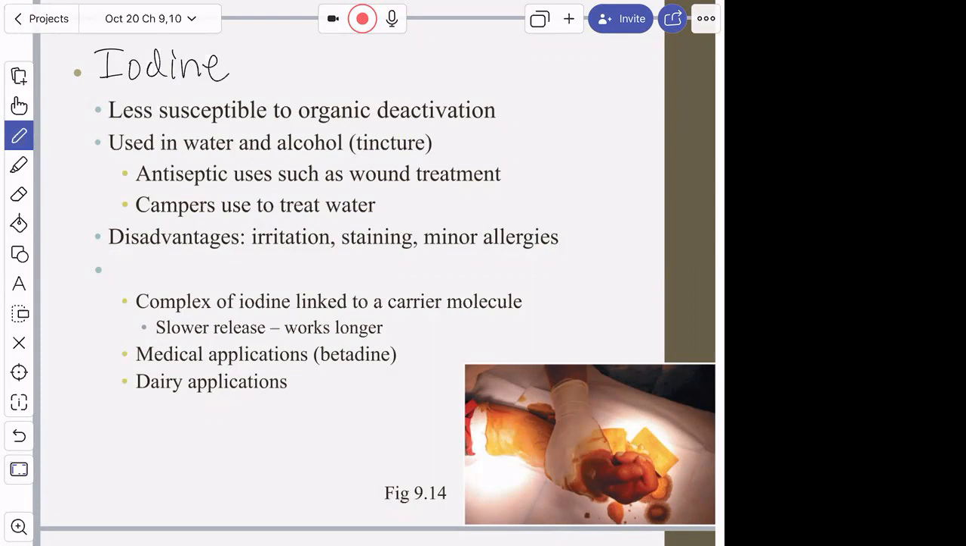We use it in several different ways. Sometimes we dissolve it in water, and we just call it iodine. Sometimes we dissolve it in alcohol, and then it's called a tincture of iodine. So you might have heard that word before and wondered what that meant. A tincture is anything that's dissolved in alcohol. It's supposed to be a little bit more effective, a little bit more penetrating when you dissolve it in alcohol.